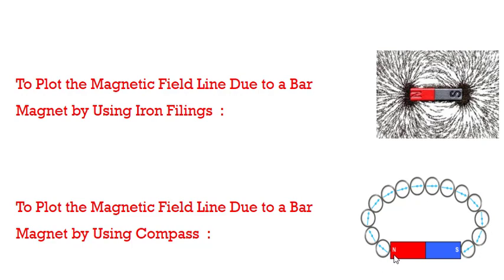So I will draw one line. Next I will move this compass to some other position and again trace it. So at different positions I put this compass and trace the path. What I get is an arrangement of lines similar to what I get in the case of iron filings. So these are two ways of drawing magnetic field lines: one is by using iron filings and the other by using a compass.